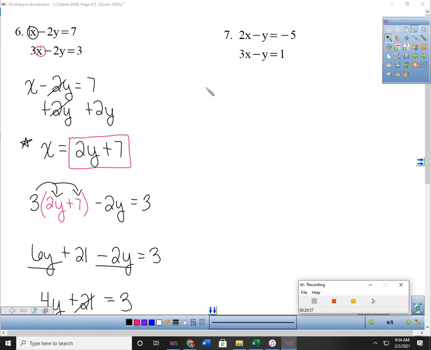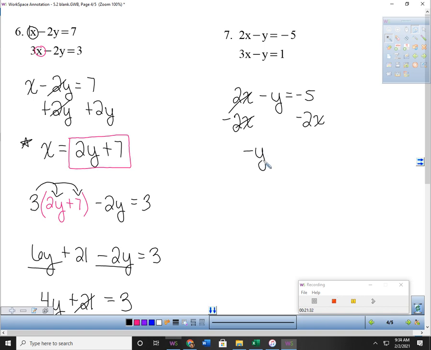All right, so on number 7, let's decide which one of these would be easiest to solve for. So both of these have numbers in front, 2 and 3. This y has a negative 1 and this y has a negative 1. So either one of these is the same. It doesn't matter. So I'll just do the top one. So I'm going to solve for the y here. I'm going to go ahead and move the x over. So subtract the 2x. I have negative y is equal to negative 2x minus 5.